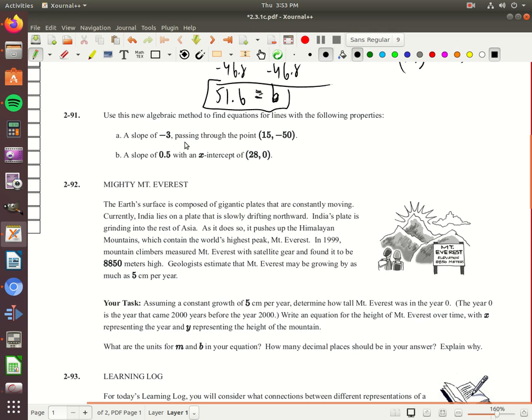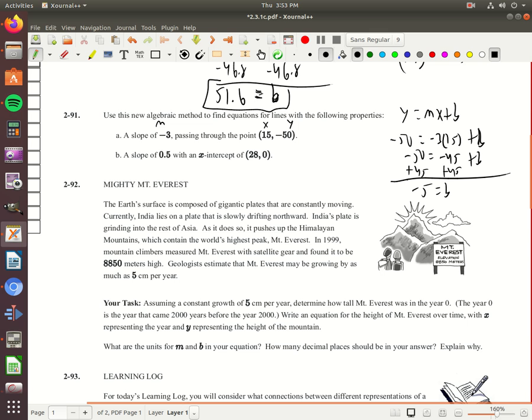So again, we have some other ones here. We have a slope of -3 that passes through point (15, -50). Well, here's my m, here's my x, here's my y. So I will go y equals mx plus b. I will say my y is -50, my m is -3, my x is 15, plus b. That's my unknown. Again, I can have one unknown. So -50 equals -45 plus b. I'll add 45.